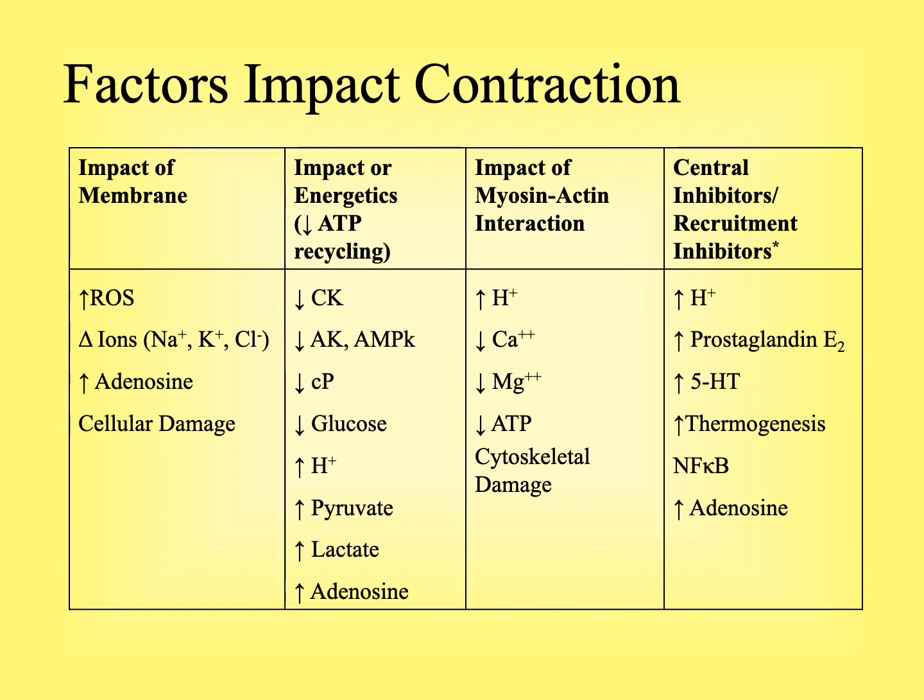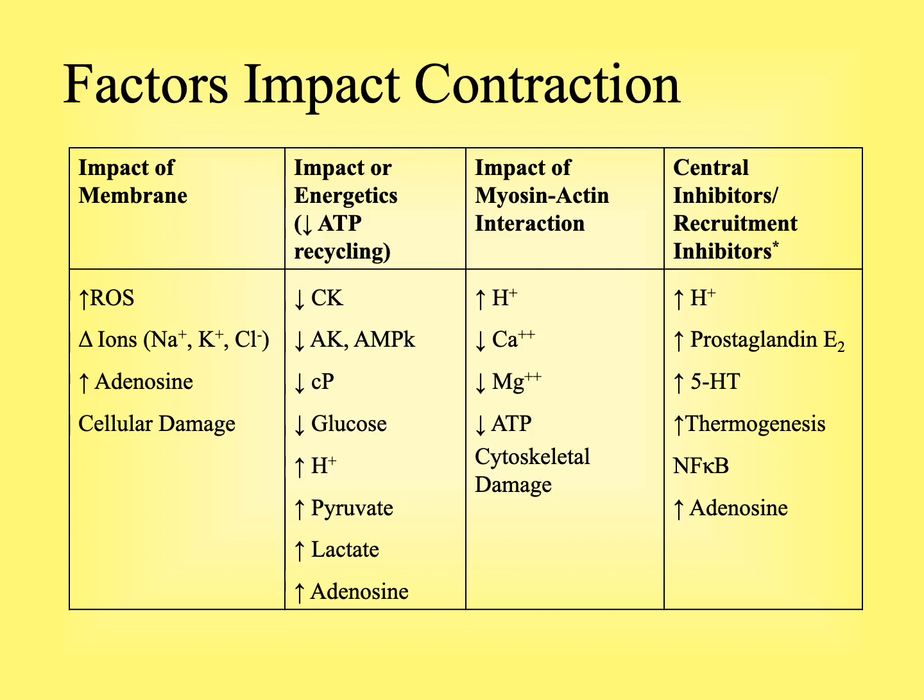There is a change of ROS accumulations. They're going to impact the membranes. There's a change of ion concentrations. They're going to impact the membrane. There's an increase of adenosine coming out of the cell, which is going to lead to reduced ability to reach threshold.